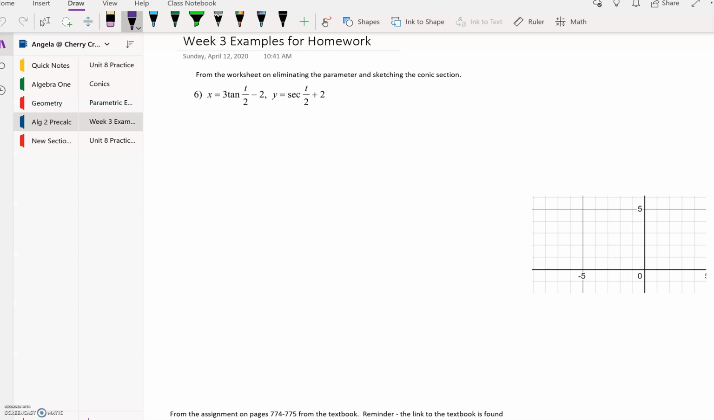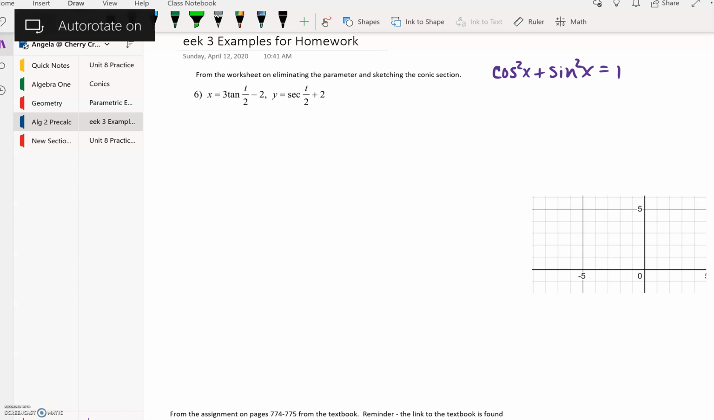The first thing I want to remind you of for working on this worksheet is a couple of Pythagorean identities you're going to want to remember. One of those is cosine squared plus sine squared is equal to 1. Another one, which we're going to use right now with this problem, is the identity 1 plus tan squared of x is equal to secant squared of x.